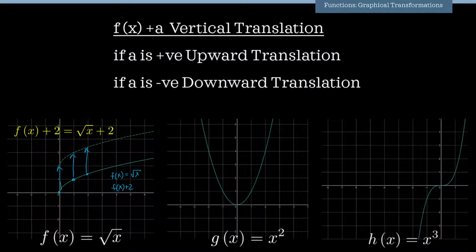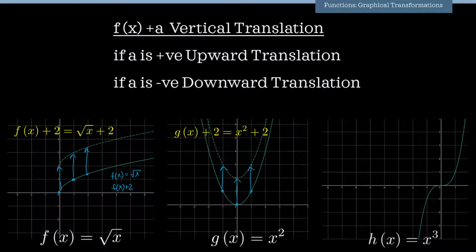Let's look at the next function g of x, which is x squared over here. And here also let's suppose that the value of a is 2. I'm adding a value of 2 to the function. So the graph of the transformation g of x plus 2, or over here x squared plus 2, is going to be a vertical translation of the graph of x squared 2 units upwards. So after this transformation, my graph is going to look like this. You can see over here each point moved 2 units upwards. The value of x remained the same, but the value of y increased by 2 units.